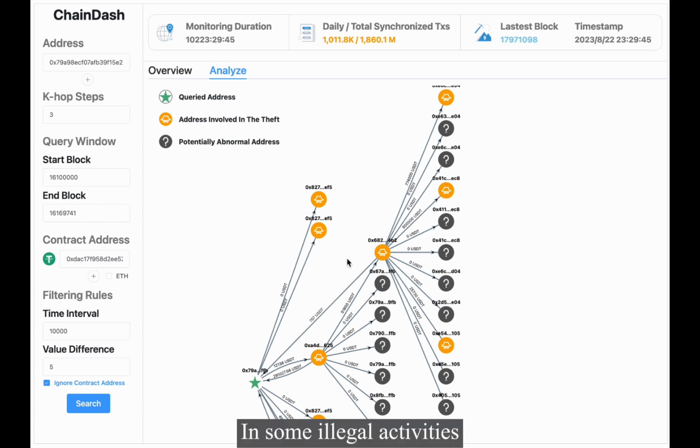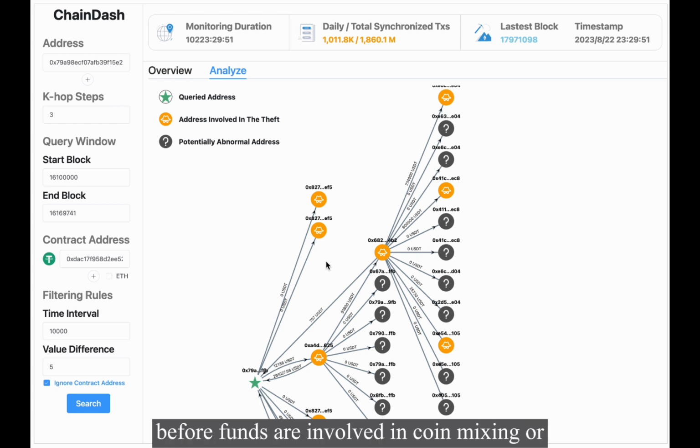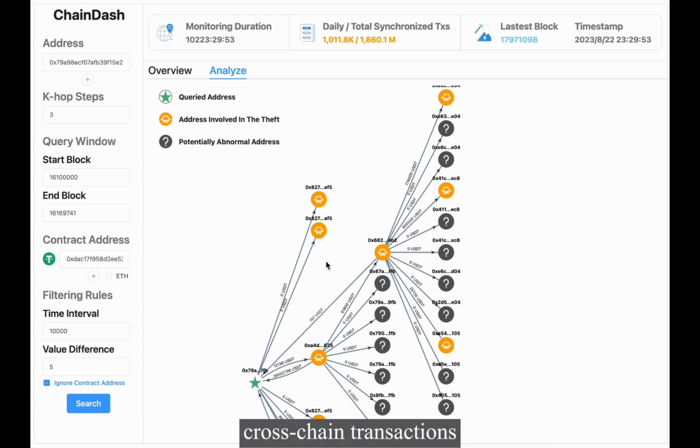In some illegal activities such as money laundering and fraud, this helps to effectively intervene before funds are involved in coin mixing or cross-chain transactions, thereby avoiding greater economic losses.